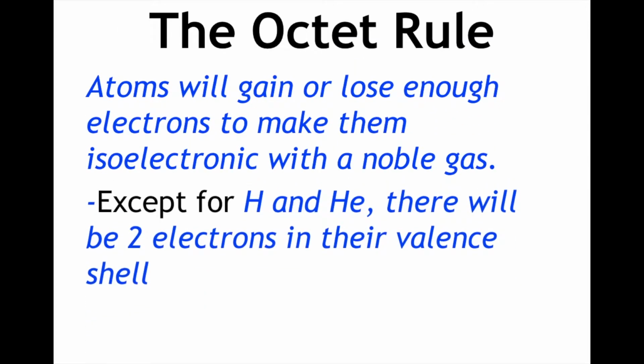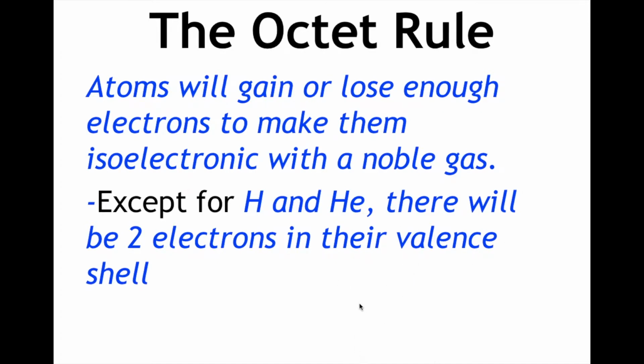Okay, so there's an octet rule, and that states that the atoms will gain or lose enough electrons to be isoelectronic with a noble gas. Again, we have discussed this in class. The whole reason these atoms become ions and gain or lose charges is so that they can be as stable as a noble gas. So they're all going to try to get 8 valence electrons. Obviously, except for hydrogen and helium, they're going to have 2 valence electrons in their outer shell.